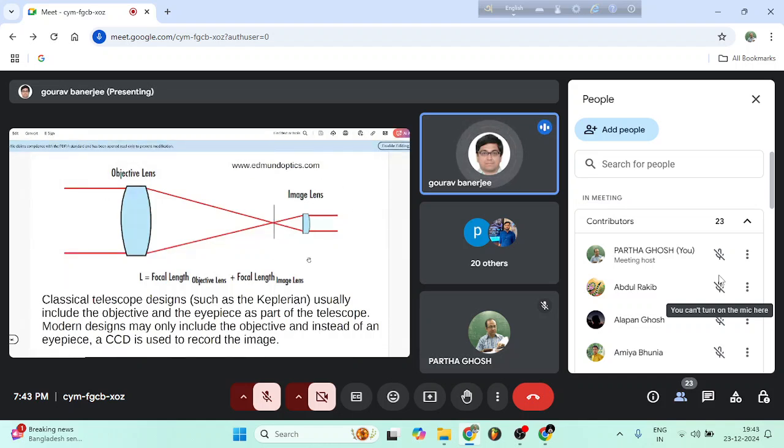But in most modern telescopes, the eyepiece is not considered part of the telescope because most of the time you will put a CCD at the focus. So the telescope is now only considered as the objective lens. Again, this is a slight difference between the astronomical telescope and, say, a ground based or laboratory telescope. But you will find people using the term interchangeably, so you have to gauge from the context what they are talking about.